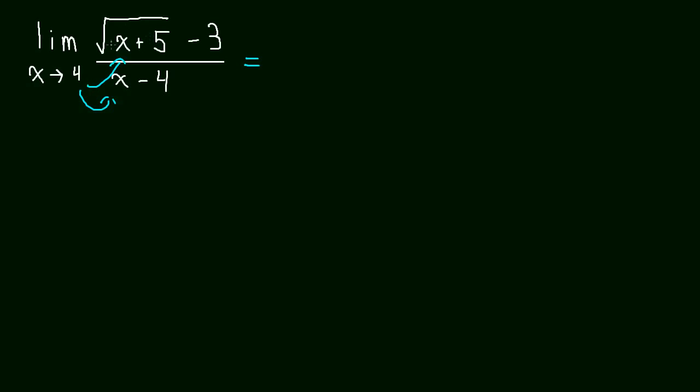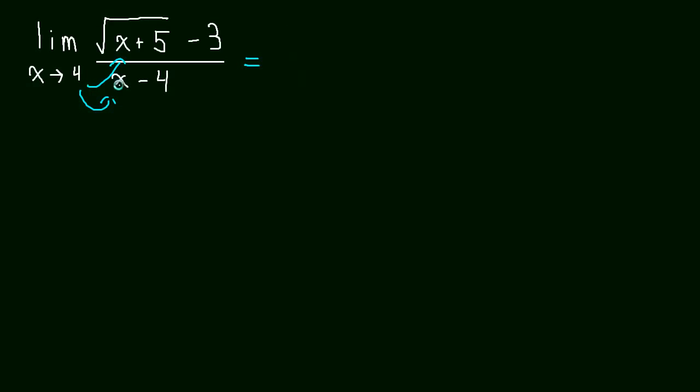If you plug into the numerator, you're going to get the square root of 9, which is just 3, and you're going to end up with 3 minus 3. And in the denominator, you're just going to end up with 4 minus 4. So if you try and plug it in, you're going to get 0 over 0. And if you watched the last video, you know that this means you've got to do more work. When you try and solve a limit and you get 0 over 0, it means you've got to do more work. So let me rewrite the limit here.